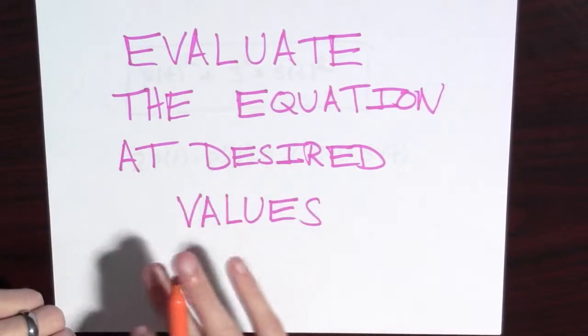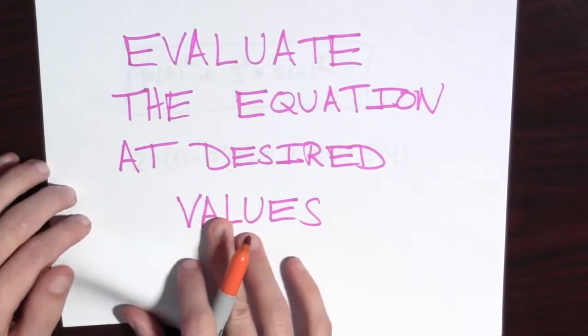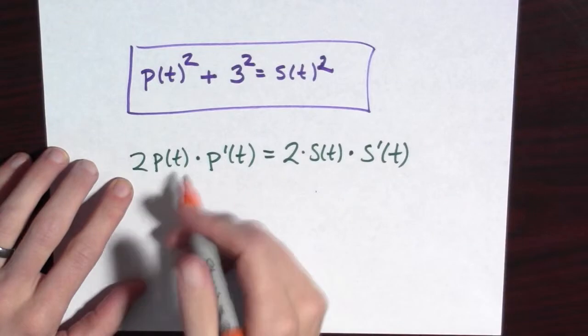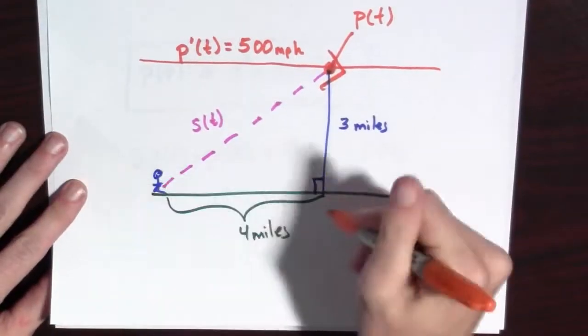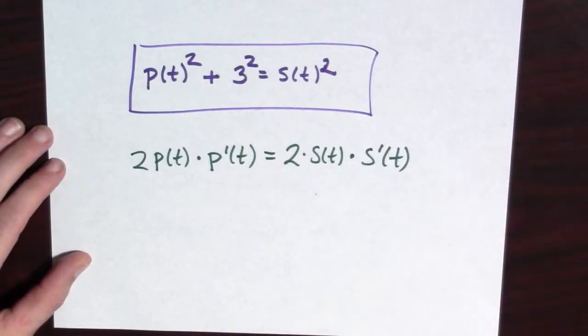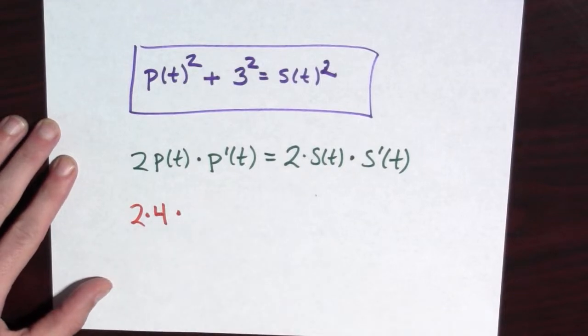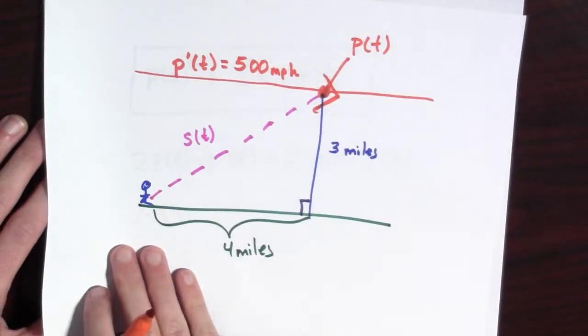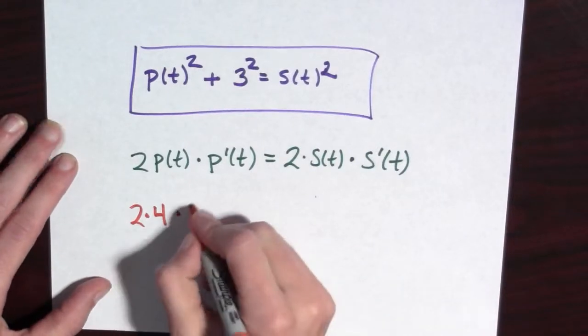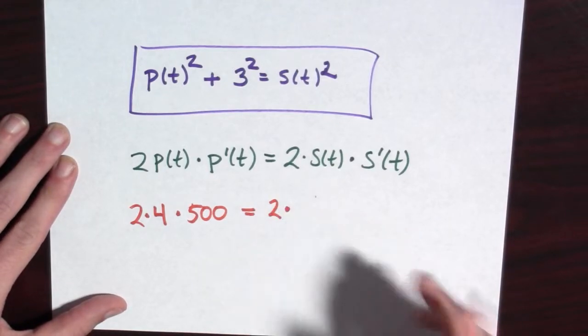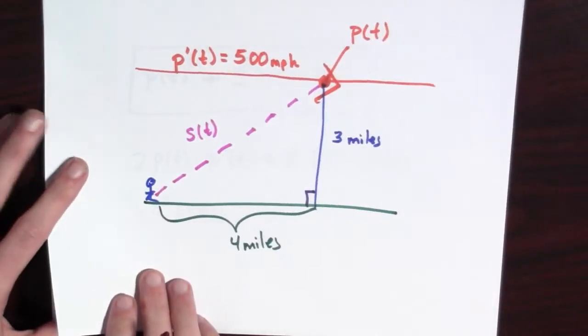Now that we've differentiated the equation, we need to evaluate the equation at desired values. So let's look at the equation that we just differentiated. And look, we know some of these values. If we look at our picture, P of t is 4 miles. So this is going to be 2 times 4 times, well, what's P prime? P prime is 500 miles per hour. So that's times 500. And this is equal to 2 times, well, what's S of t?